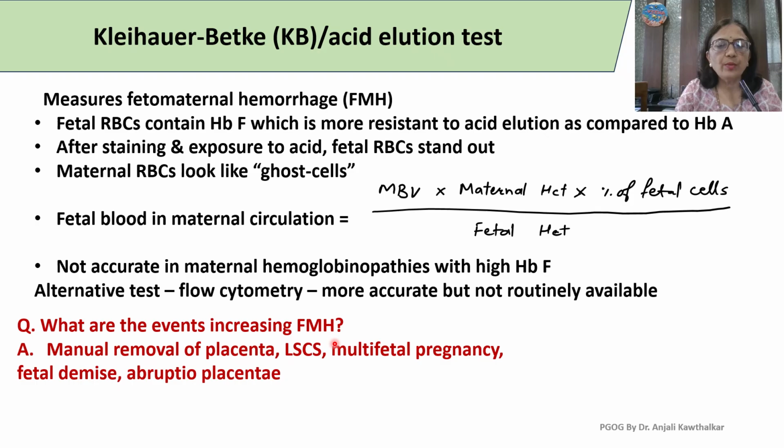What are the events increasing fetal-maternal hemorrhage? Need for manual removal of placenta, lower segment cesarean section as compared to a vaginal delivery, multifetal pregnancy, fetal demise, and abruptio placentae. These are the cases where there is a possibility of more fetal-maternal hemorrhage, even greater than 30 ml. In such situations, there is a specific indication to proceed with the Kleihauer-Betke test or with flow cytometry to know exactly how much is the fetomaternal hemorrhage, and accordingly give the anti-RHD immunoprophylaxis.